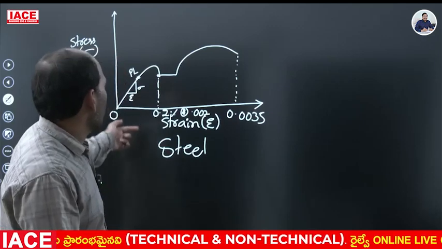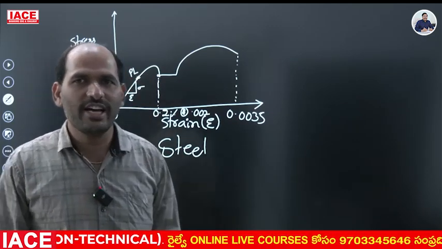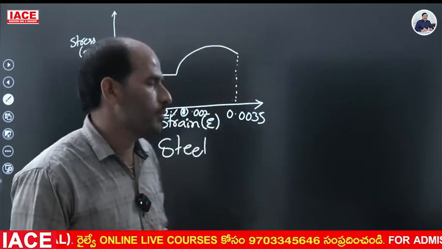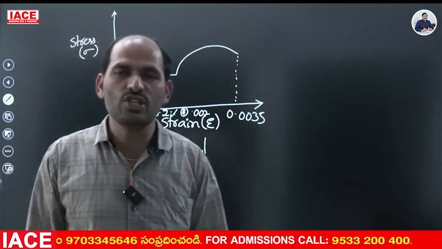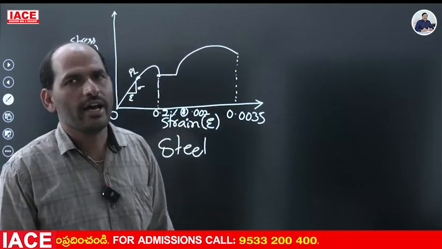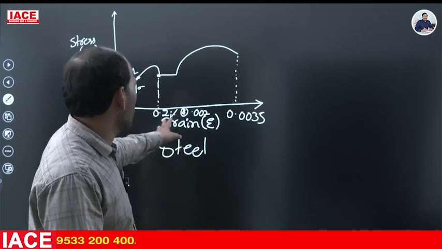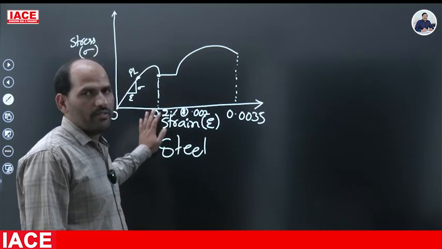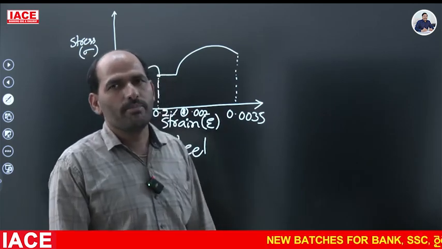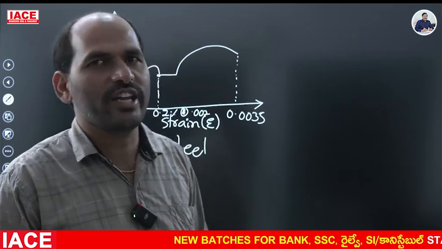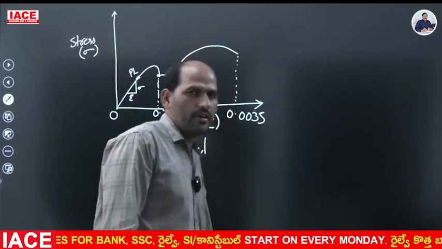So from the design point of view, we take the lower yield point value, that is 0.2% strain or 0.002. This is very important from the examination point of view, asked in various examinations. And at the failure point, the value of the strain is 0.0035. It is also very important.